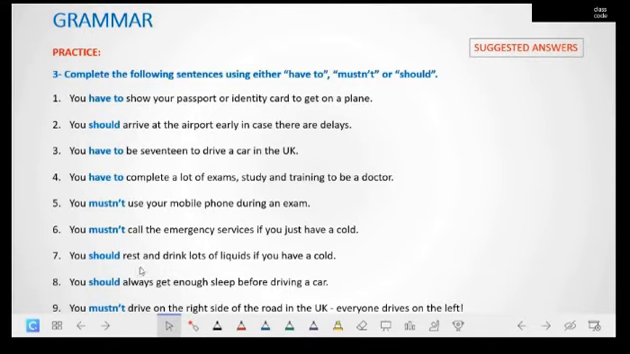Number seven, you should rest and drink lots of liquids if you have a cold. Again, this is a recommendation, or it is recommended, or it is advisable. You are giving advice. Number eight, you should always get enough sleep before driving a car. Again, this is a recommendation. You mustn't drive on the right side of the road in the UK. Everyone drives on the left. All right?